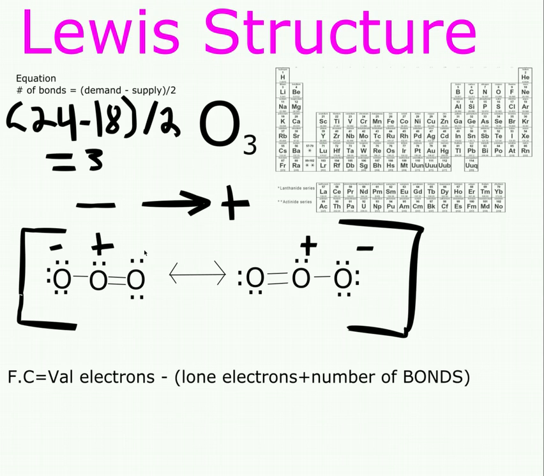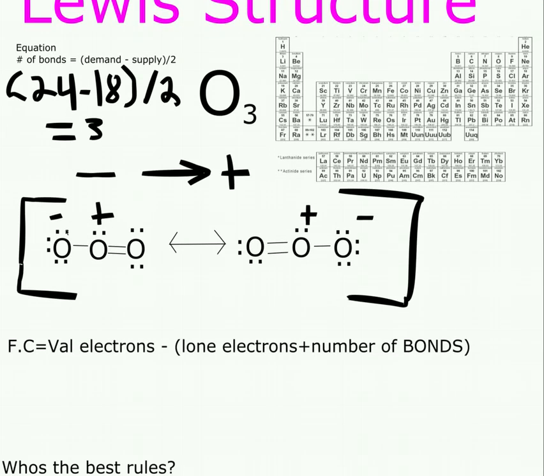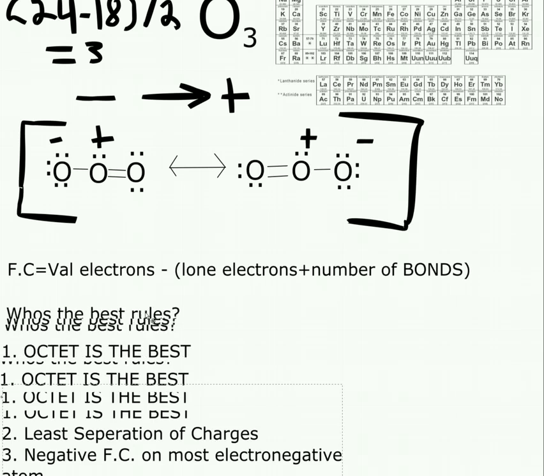So how do we determine which one is the best structure? Well, what our structure actually looks like is what we call a resonance hybrid, and that is a combination of all of our resonance structures. So not one alone is exactly what the structure looks like. It has to be a combination of all. But to figure out which one's the best of these two, we use these rules right here.